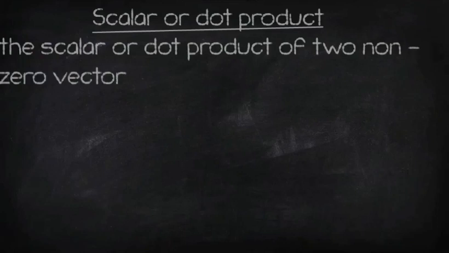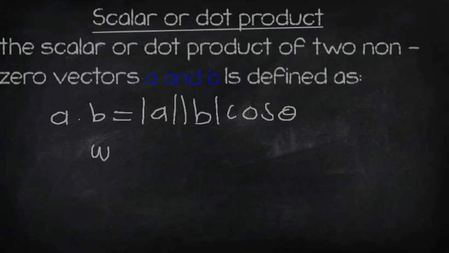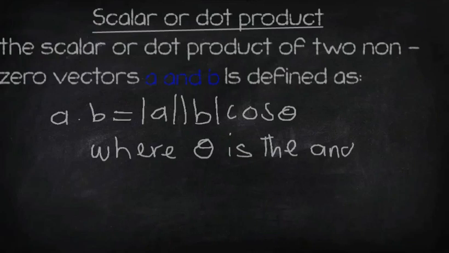The scalar and dot product of two non-zero vectors a and b is defined as a dot b is equal to the absolute value of a and the absolute value of b cos theta, where theta is the angle between the vectors a and b.